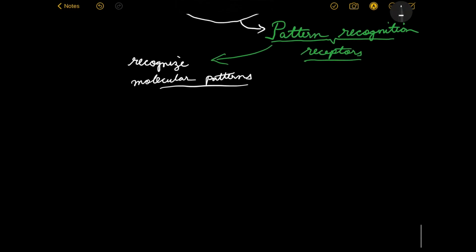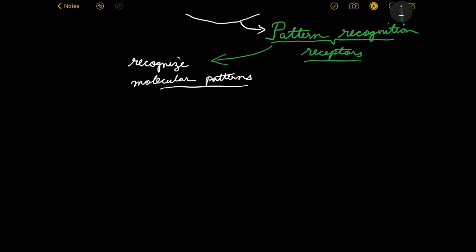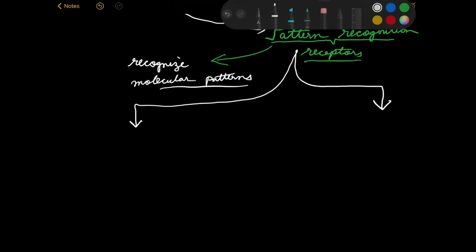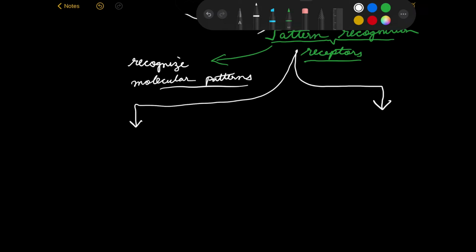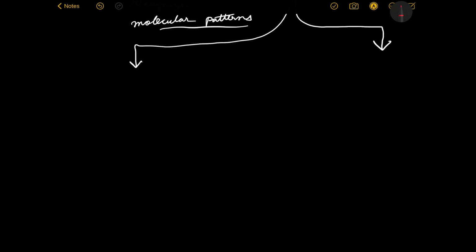Now it has been seen that these pattern recognition receptors are majorly of two types. There are two very important families. What are they? One is known as Toll-like receptors. And the other family, which is very famous, is called inflammasome. Okay, so we have Toll-like receptors and we have inflammasome.